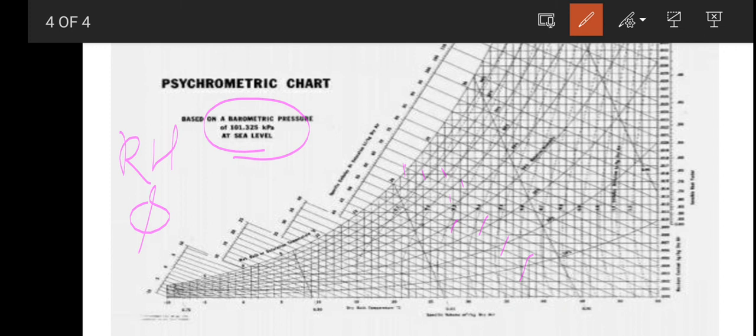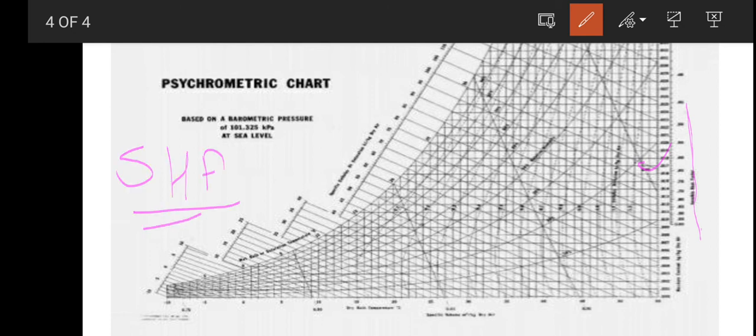Now here, along with the specific humidity, we have another scale given at the ordinate. This scale is called the sensible heat factor line. We are going to study it in the designing of air conditioning systems. In that, we will study this concept as the sensible heat factor line. So here is the scale for that.